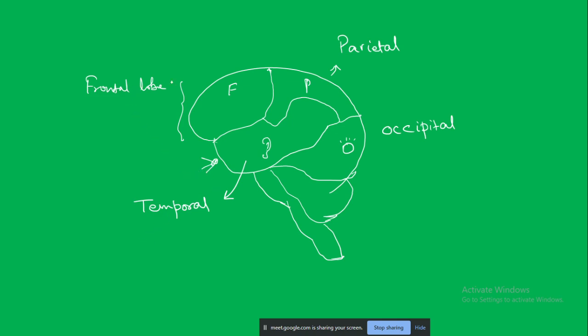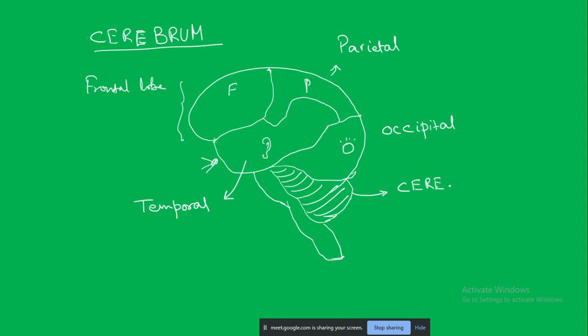All of these, frontal, parietal, occipital, temporal, are all part of the cerebrum. And this region is known as the cerebellum.